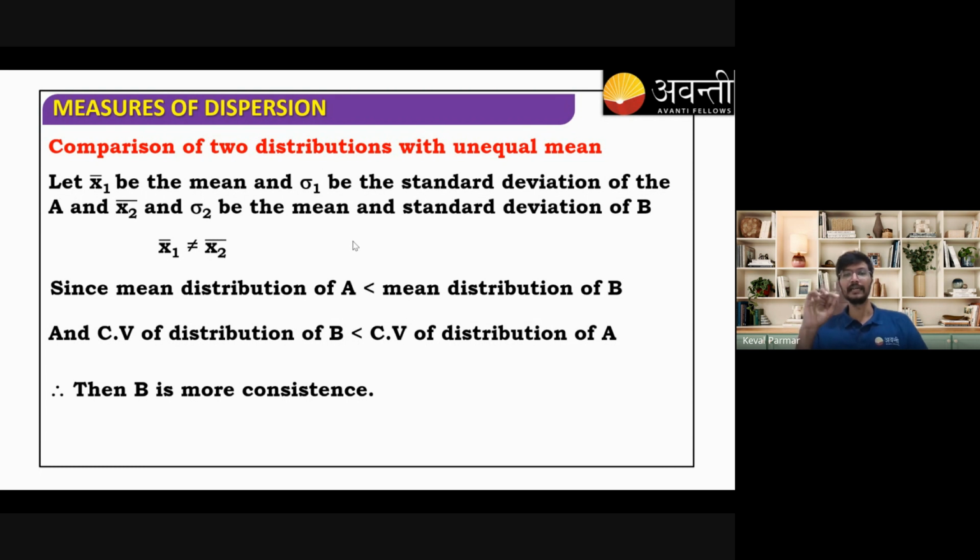Now this is a condition, guys, that mean and coefficient of variation are reciprocal of each other, right? That means they are inversely proportional. If one of them increases, the other decreases. That's what is said here: if the mean of distribution A is less than the mean of distribution B, that means the CV of distribution B will be less than the CV of distribution A, as they are inversely proportional. Then B is more consistent. The B data is more consistent.